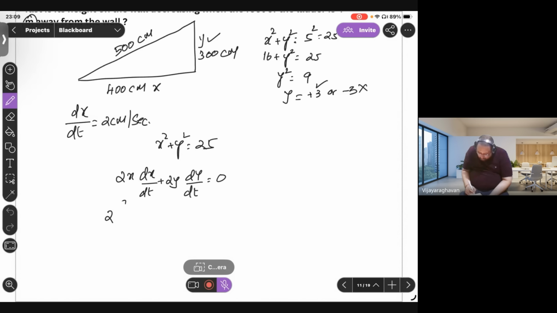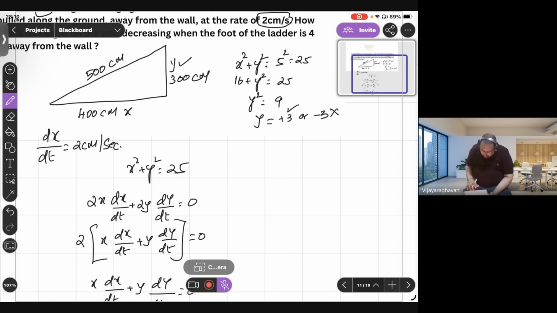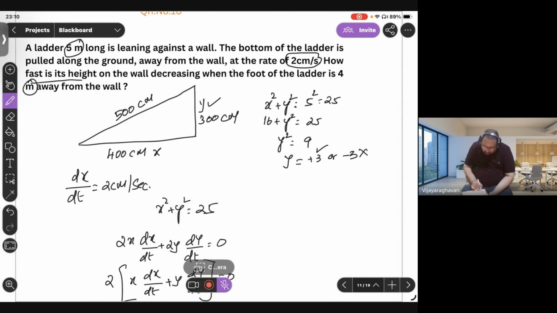So 2 is common, take it out. x dx/dt plus y dy/dt equals 0. What do you have to find here? How fast the height on the wall is decreasing on the floor. So we have to find dy/dt equals what? Because it is decreasing, that is what we have to find.